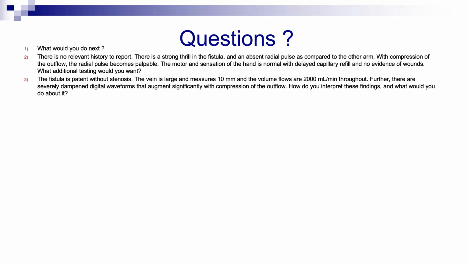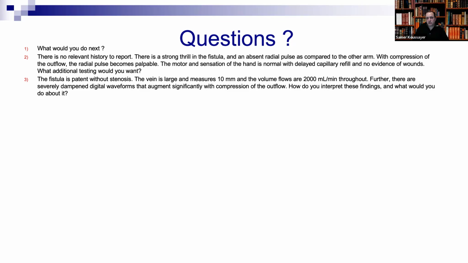So that fistula is patent without stenosis. The vein is large, measuring 10 millimeters. The volume is 2000. There are severely dampened digital waveforms that augment significantly with compression of the graft. You see, they did that. They compressed it and they found augmentation. It's very important to mention that for them to do this maneuver.